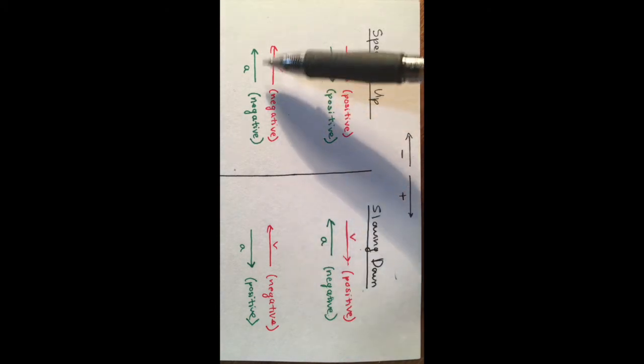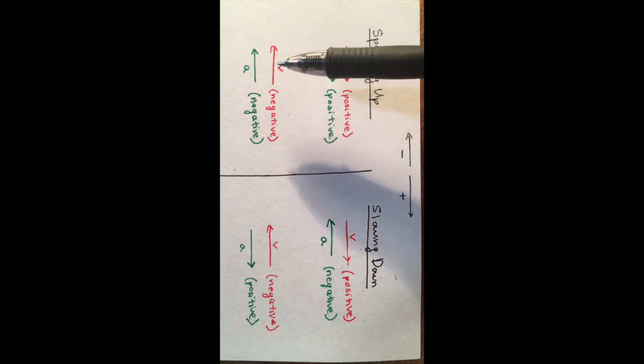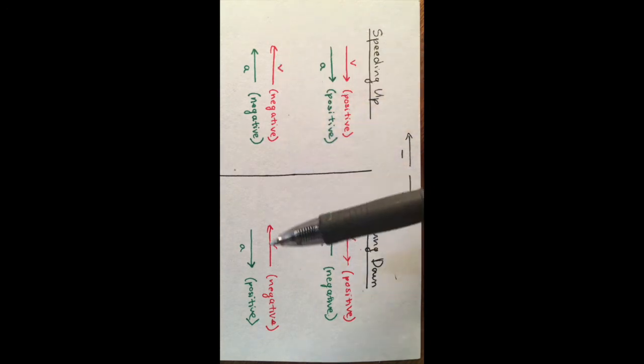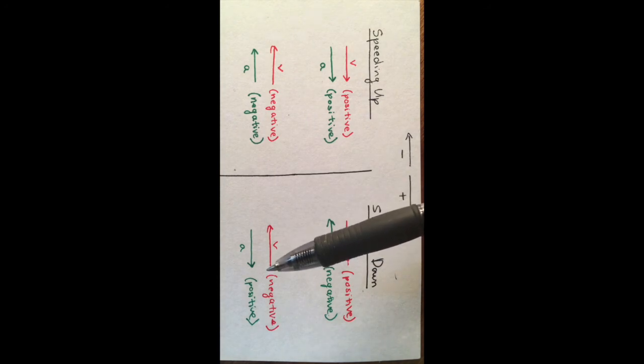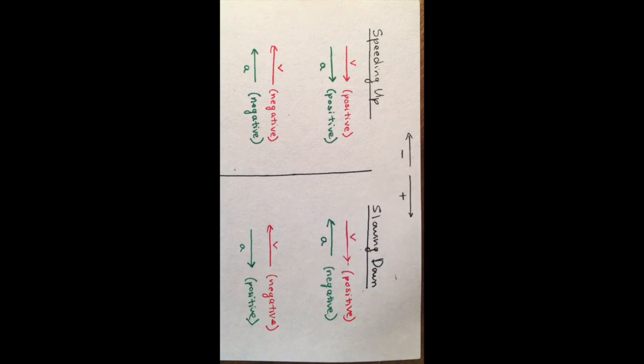If the direction of the acceleration points in the same direction that the object is moving, then the object is speeding up. And if the acceleration is pointed in the opposite direction to the direction that the object is moving, then the object is slowing down.